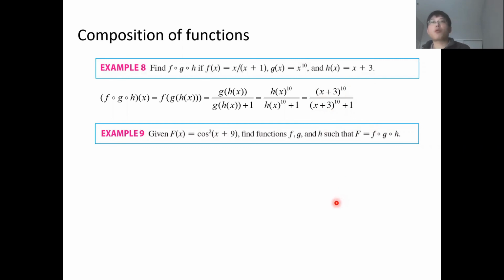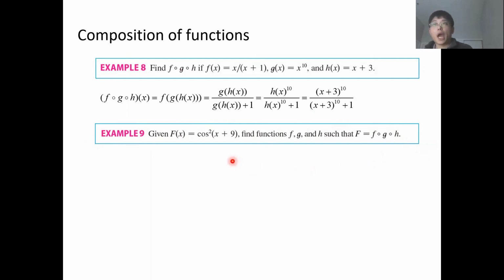Okay, so for the last problem, given that capital F of x equals cosine square of x plus 9, we wish to find functions f, g, and h such that capital F equals f circle g circle h. This example is extremely important when you are doing the chain rule to find the derivative of certain composite functions. Now let's actually do this.